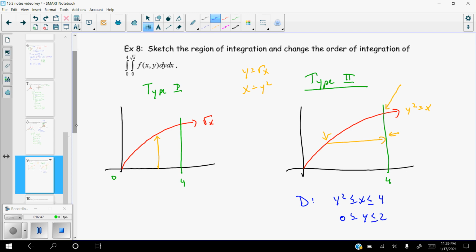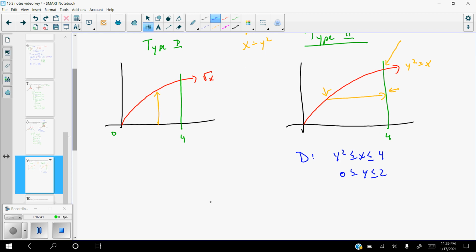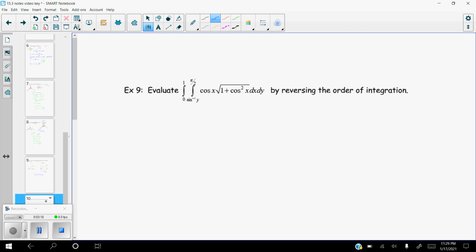So now we can write our double integral. So the double integral is going to be 0 to 2, y squared to 4 of f of x y, and now it's going to be a type 2, so it's dx dy. And we've rewritten a type 1 as a type 2. Again, it's very important that you can do that just in case you need to change the order of integration for some reason. All right, one more example to go.